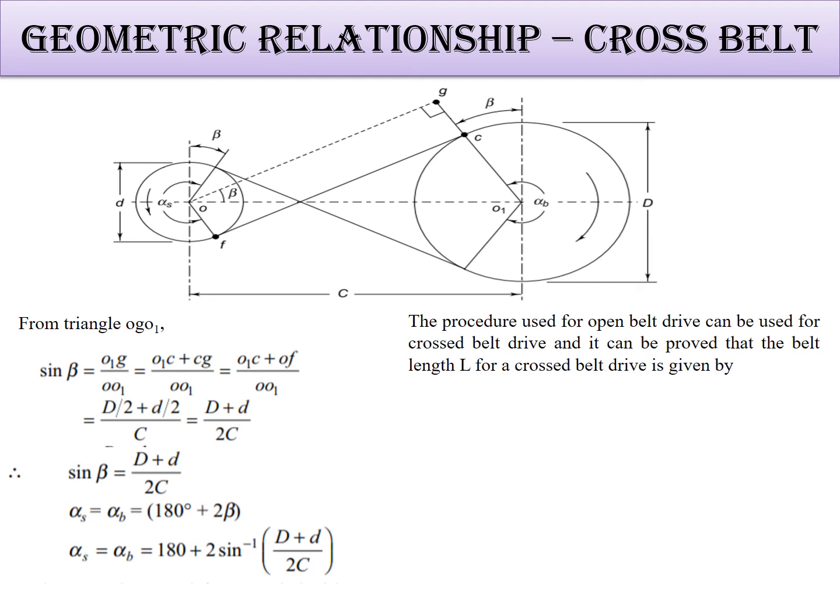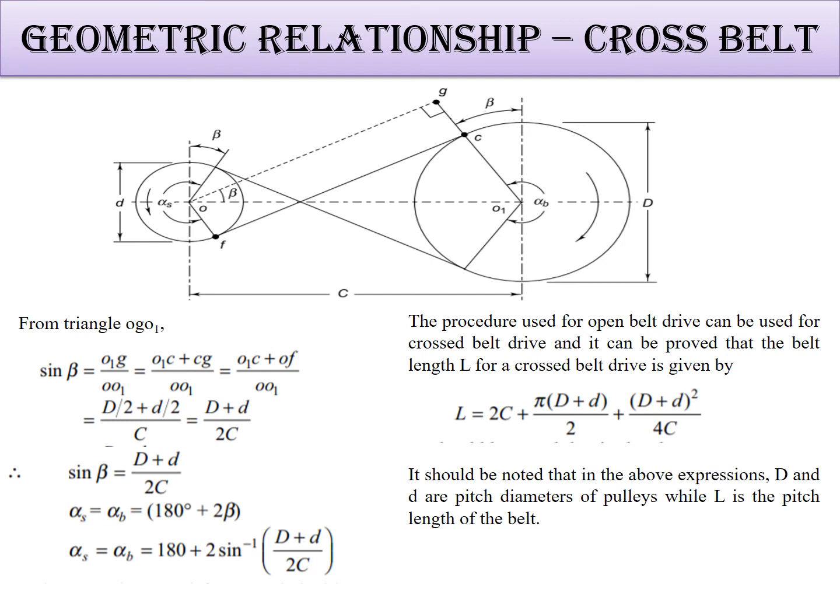So the procedure for open belt drive and cross belt drive is the same. Only the term differs: length is equal to 2C plus pi times capital D plus small d by 2, plus capital D plus small d whole square by 4C. It should be noted that in the above expression capital D and small d are the pitch diameters of the pulleys, while L is the length of the belt. So this is how you find the length of belt for open and cross belt. Thank you.